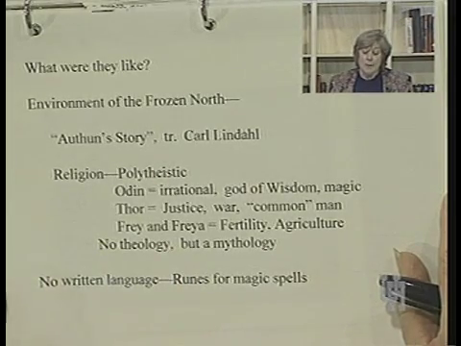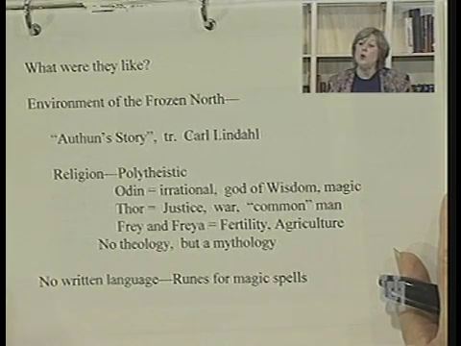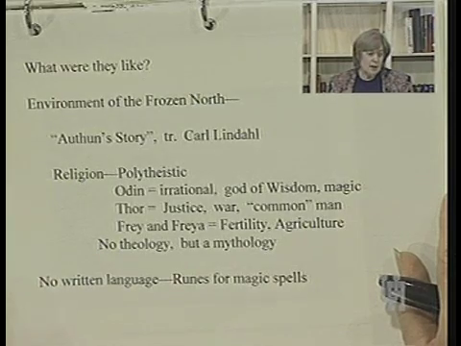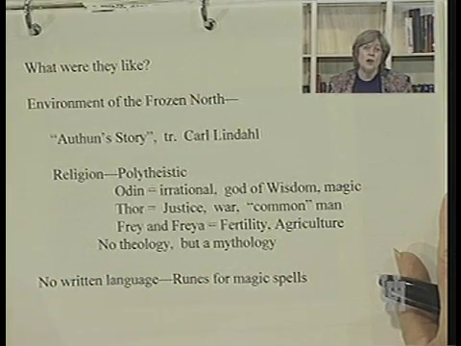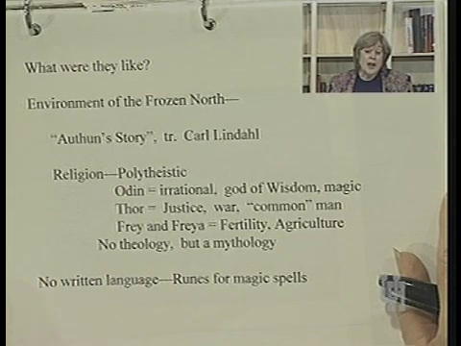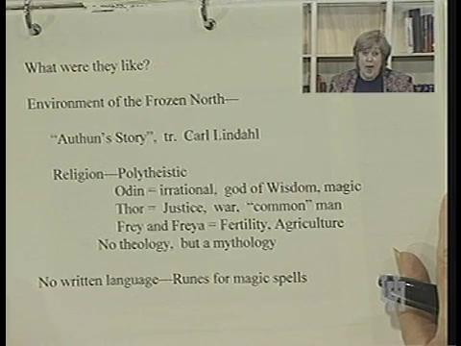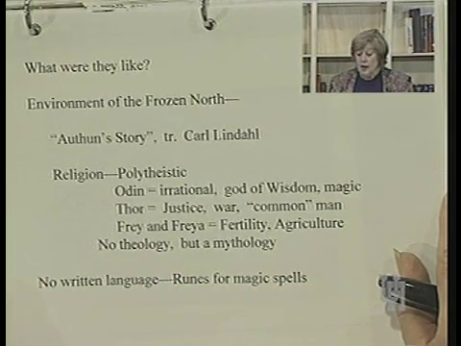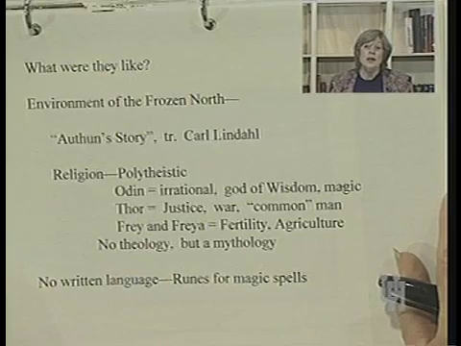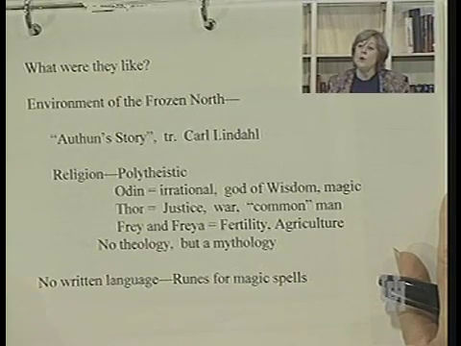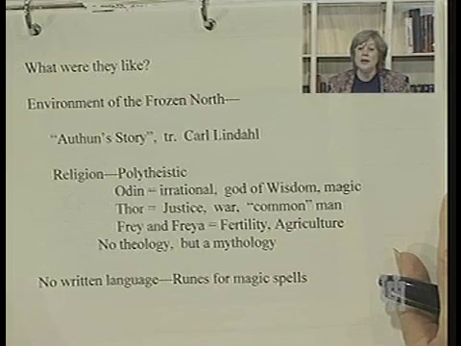They had three main gods: Odin, who was an irrational god of wisdom, but by wisdom they meant magic. Odin, in fact, hung on a tree for 9 days and gave up one of his eyes in order to get the secret of magic, and that's what they meant by wisdom: magic and casting spells and things of that sort. Odin was irrational. He did not operate by principles of reason. He could strike you dead as easily as look at you for no reason at all, and that's just the way he was.